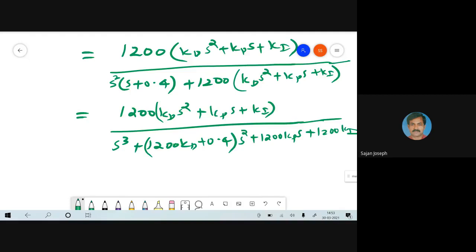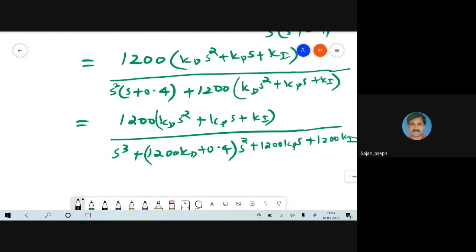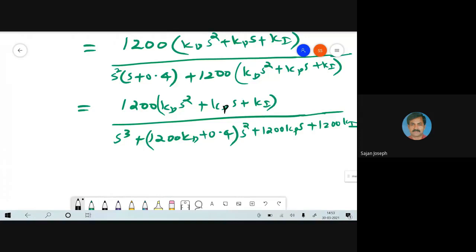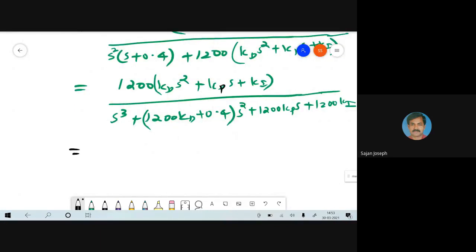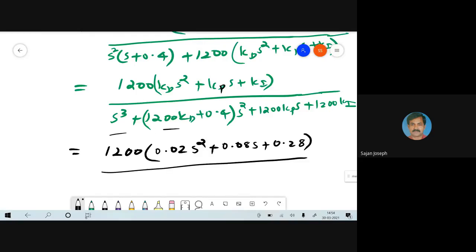And you can make the substitutions. What is Kd? Kd is 0.02. What is Kp? 0.08. And what is Ki? 0.28. Okay. Yeah, these substitutions can be made, and upon making substitutions, what you are getting is 1200 into 0.02 into S square plus 0.08 into S plus 0.28 divided by, actually this term is S cube plus this term.